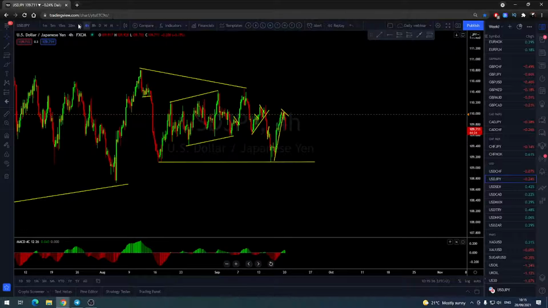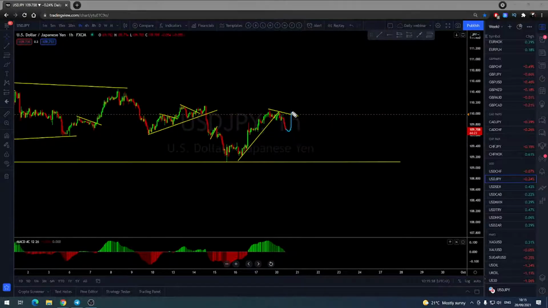Can it also break to the upside? Yes, it can. Okay, but then there will be a strong candle which will appear, but I don't see it right now.